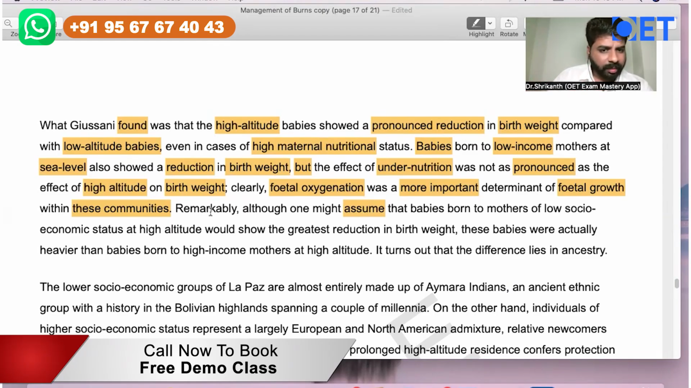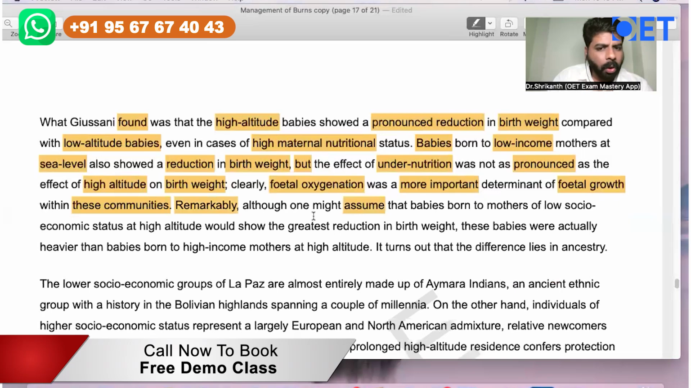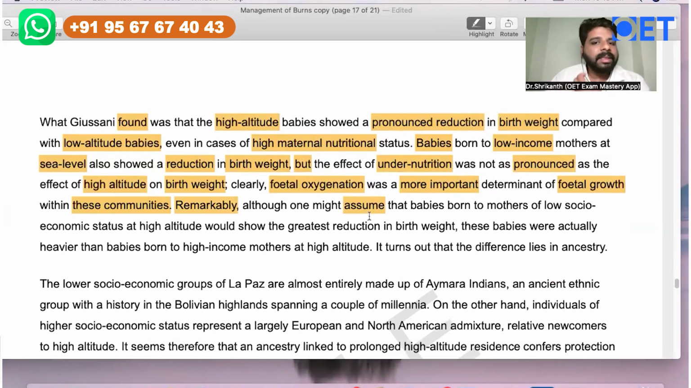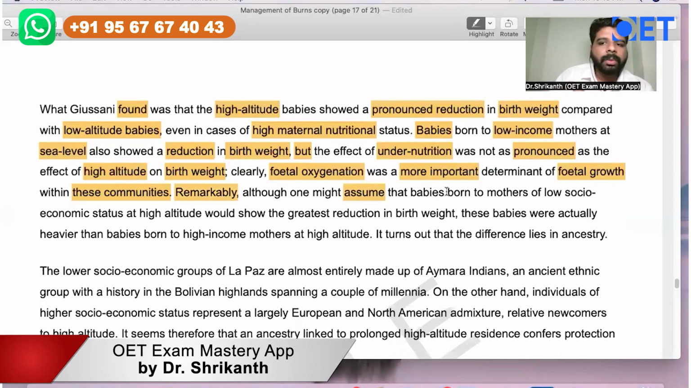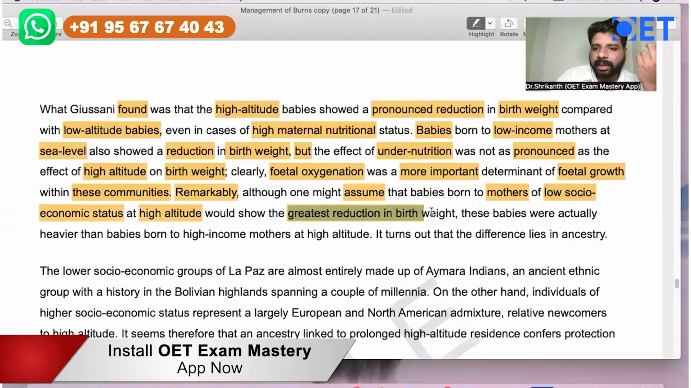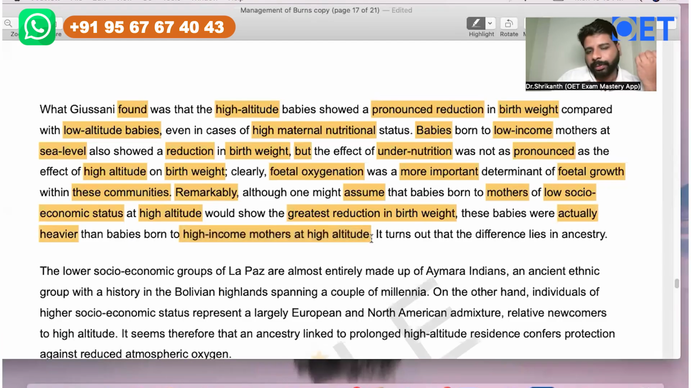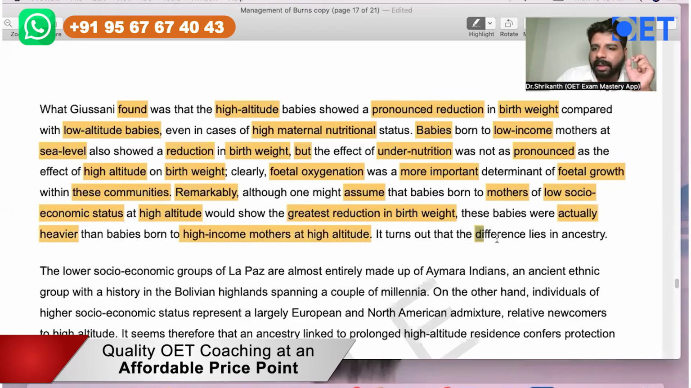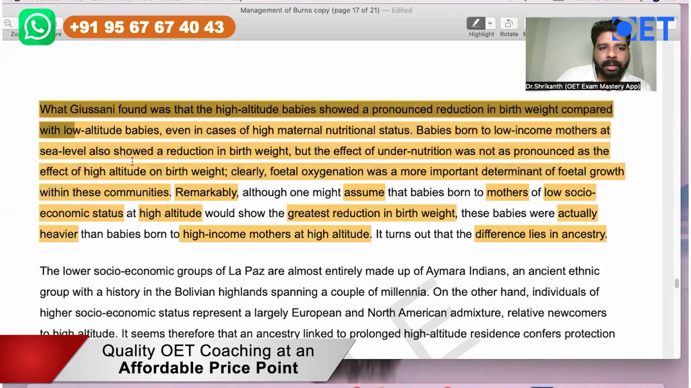Or remarkably means what? Interestingly. Although one might assume, so this is the assumption over here, that babies born to mothers of low income status, so mothers who come from low socioeconomic status at high altitude, would show the greatest reduction in birth weight. These babies were actually heavier than babies born to high income mothers at high altitude. It turns out the difference lies in ancestry. So this is the assumption that was actually in question.